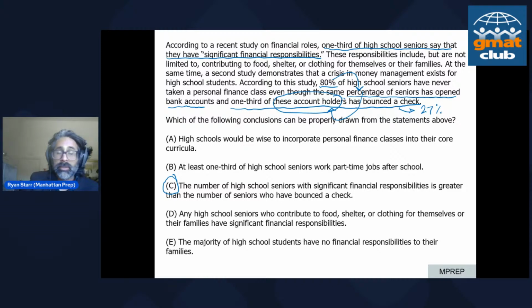Whereas extreme answers, any high school seniors who contribute, red flags, right? Any, all, every, things like that are going to be pretty hard to justify. The right answer in inference questions can always be less extreme than the claims in the passage. But the right answer can never be more extreme than the claims in the passage. And so, yeah, red flag when you see a word like any in these questions. It's trouble.